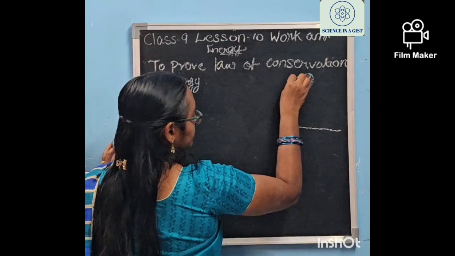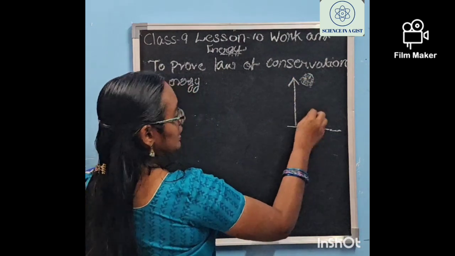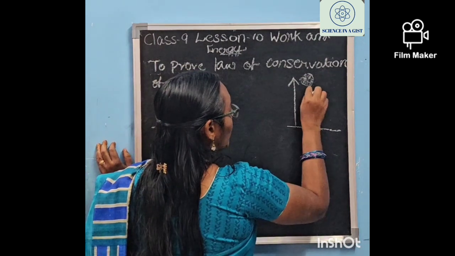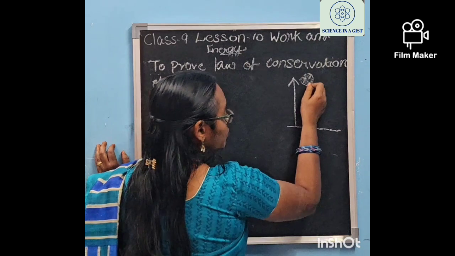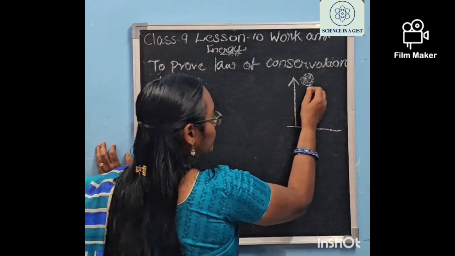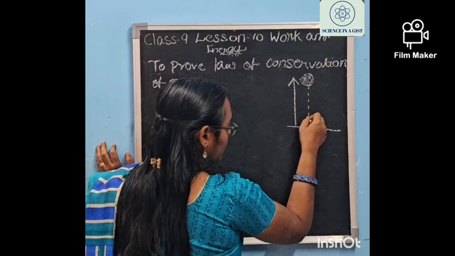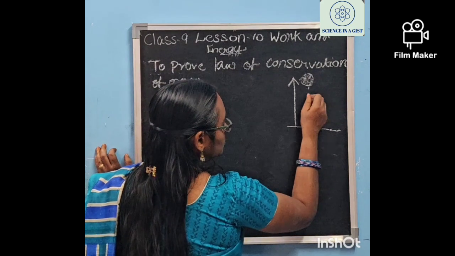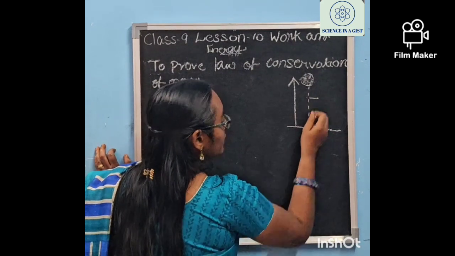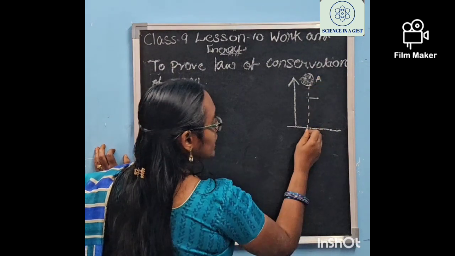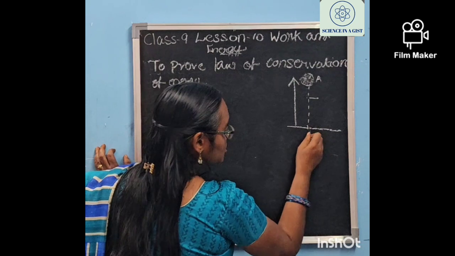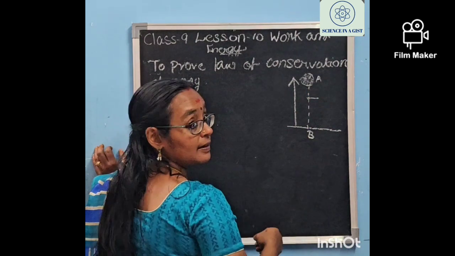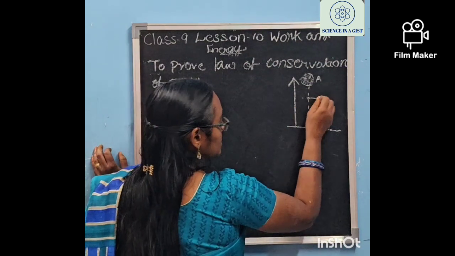This is the height possessed by the ball from the ground. The ball is allowed to fall down. The ball is coming down to the ground. We are considering a point, this point as A, and when it is touching the ground, we are considering it as B, and a point at which the ball is there at a particular instant is considered as C.